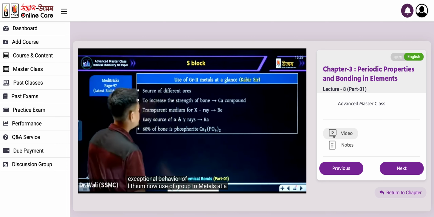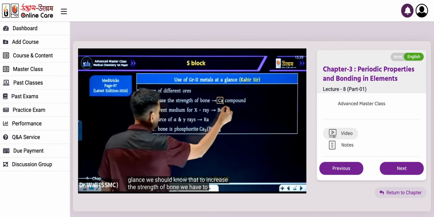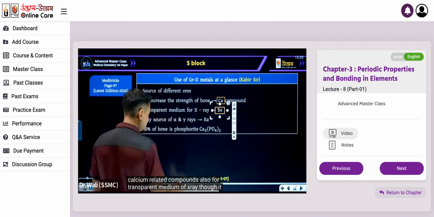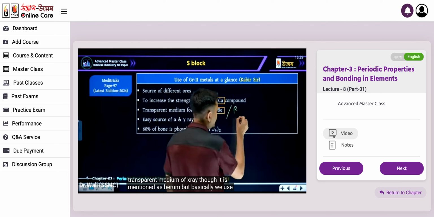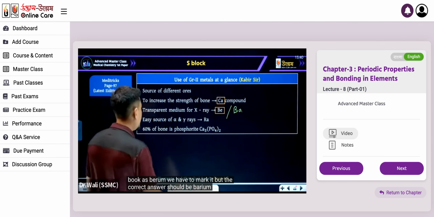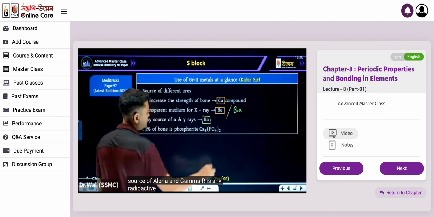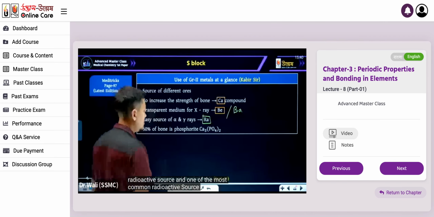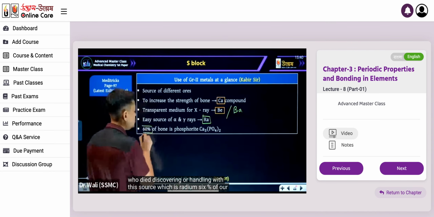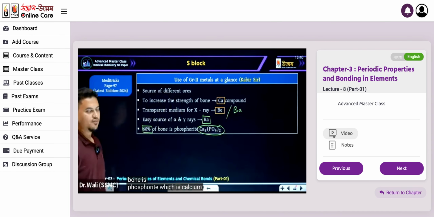Now, uses of group 2 metals at a glance. We should know that to increase the strength of bone, we have to eat calcium-related compounds. Also, for a transparent medium for X-ray, though it is mentioned as beryllium, basically we use barium. But if it is written in your book as beryllium, we have to mark it. The correct answer should be barium. An easy source of alpha and gamma rays is any radioactive source, and one of the most common is radium, which Madam Curie died handling. 60% of our bone is phosphorite, which is calcium phosphate.